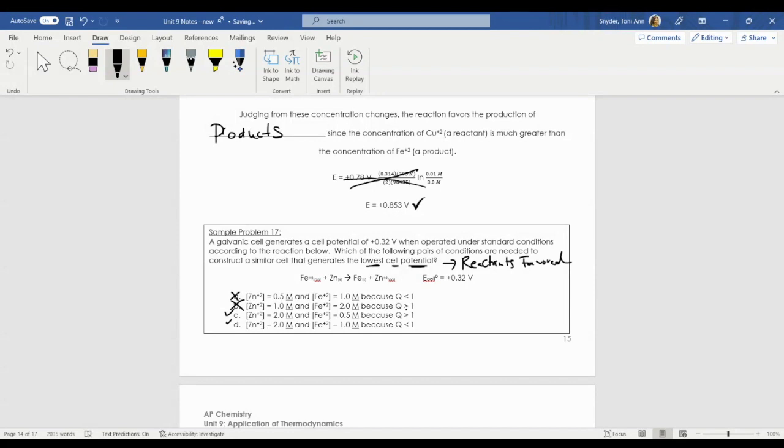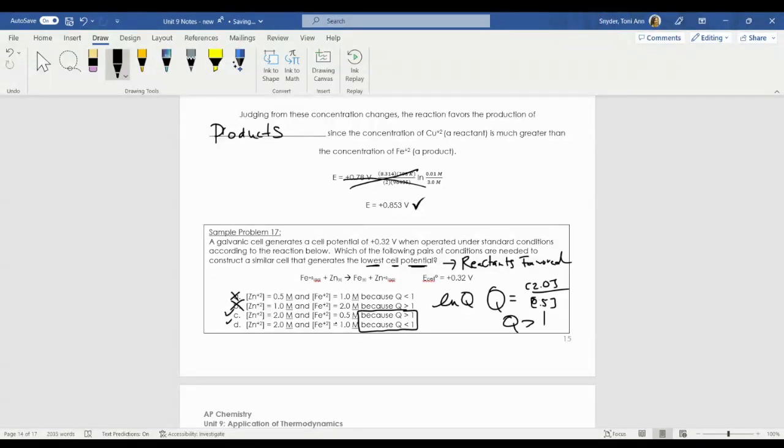So now I have to compare this part right here. Notice it says Q is less than 1 or Q is greater than 1. Technically Q is equal to products over reactants, okay? So if I look at C, the product of this reaction is zinc plus 2. So it's 2.0 over 0.5. And if I look at this, my Q value should be greater than 1, right? Because I get some number that's definitely not 1.